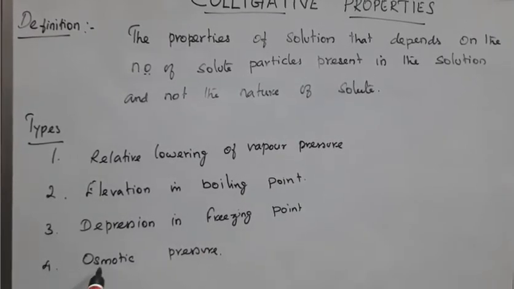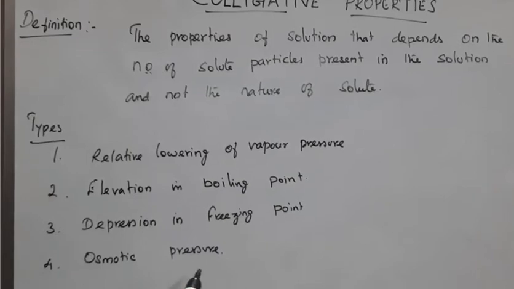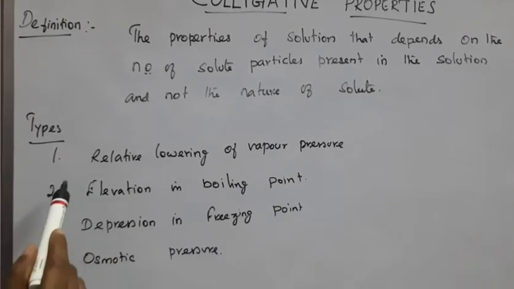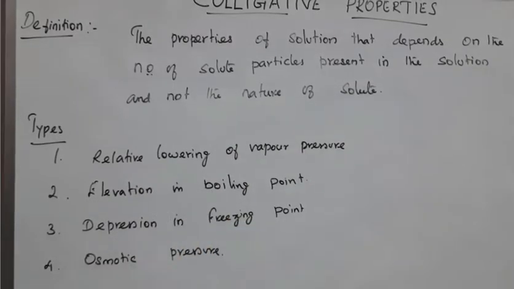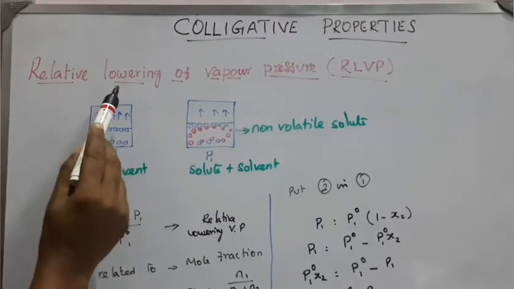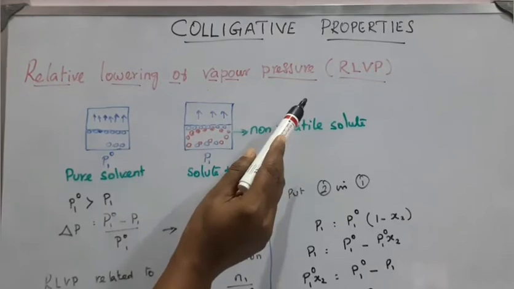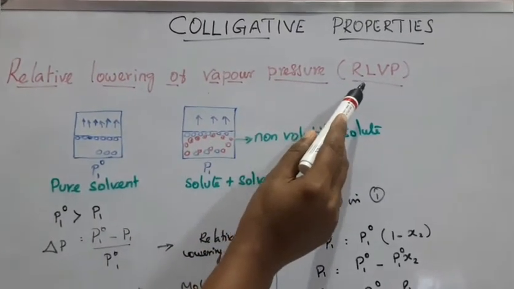The fourth one is osmotic pressure. Okay, so let's see one by one. The first one, relative lowering of vapor pressure. Simply, we can say RLVP.